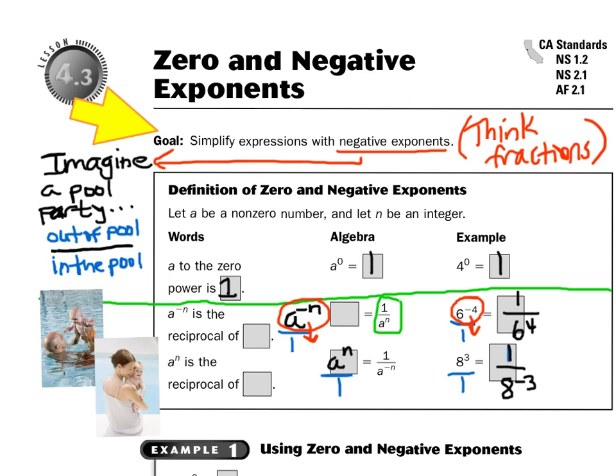All right, but let's start off with the first thing. It says let a be a non-zero number, and then let n be an integer. So here's the deal. A to the 0 power is always 1, all right? So a to the 0 power is 1. In fact, anything to the 0 power is 1. So 4 to the 0 power is 1. A to the 0 power, 1. A million to the 0 power is 1. So anything that power of 0 is touching becomes 1.